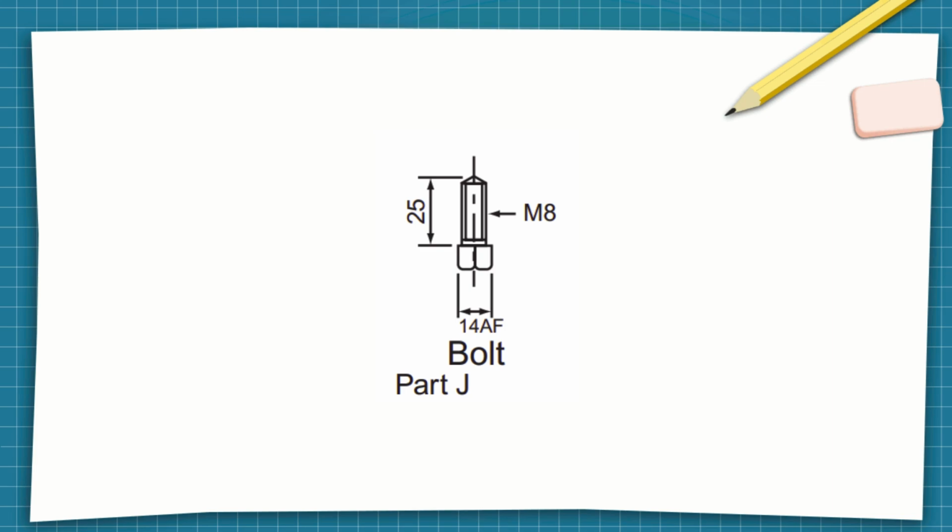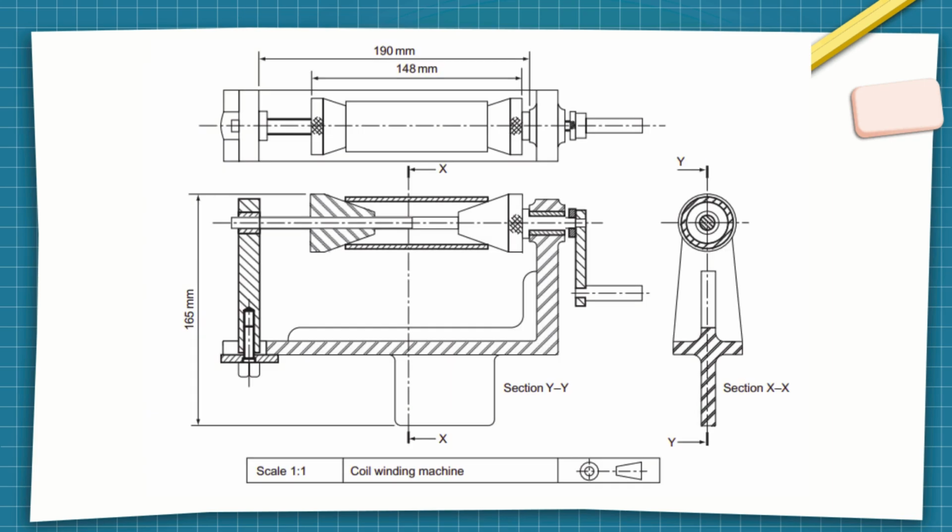Review of views and conventions. The full assembly drawing on page 16 shows a section YY and a section XX, revealing internal construction and how the components interact. This helps confirm the placement of the coil former within the body.